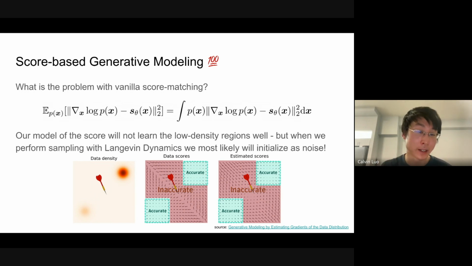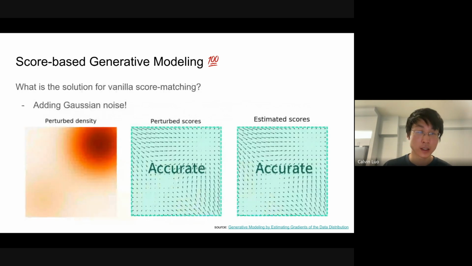So it's actually quite bad that our modeling part does not really support what we need for sampling, right? We need accurate estimates in low density regions for sampling, but the modeling by default doesn't really provide them. And so what is the solution for vanilla score matching? We can try adding Gaussian noise to the data density.